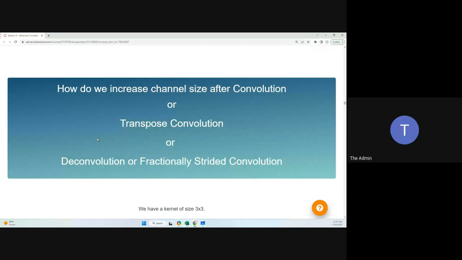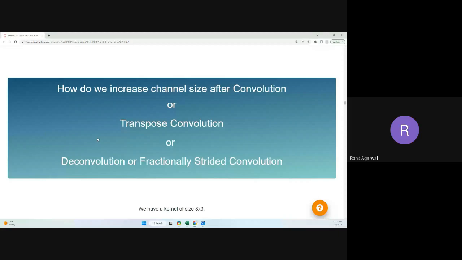This is not the number of channels, this is channel size. So let's say the input is 28 convolving with 3 by 3, we get a 26 by 26. That's what we get right now. But what if we convolve 28 cross 28 by 3 cross 3, but I get a 32 cross 32 output? Where will this problem be useful? When do I want the output to be bigger than the input?